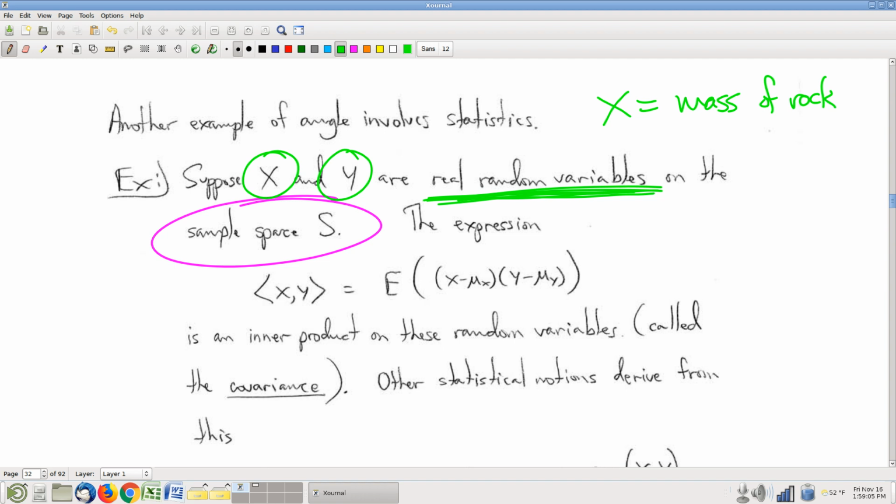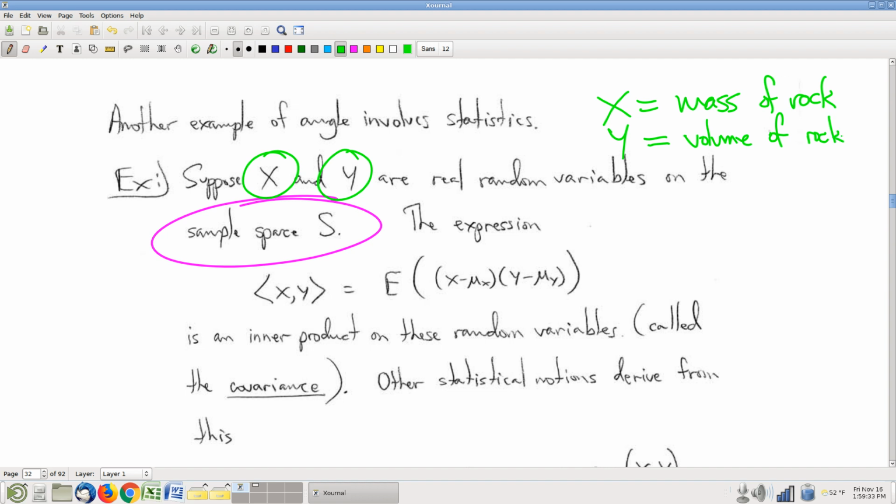So, if you pick out some sample from the sample space, x, the random variable, has a value, namely what is the mass of that rock that you picked out from the sample space. Okay. And you can write down any number of random variables you want. Let's talk about another one called y, which will be the volume of the rock.